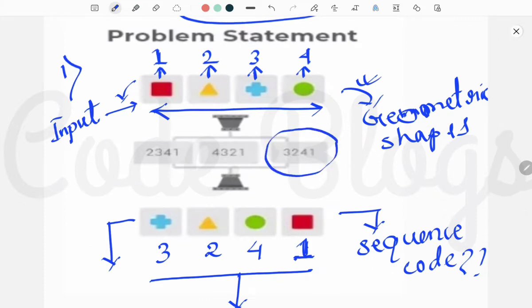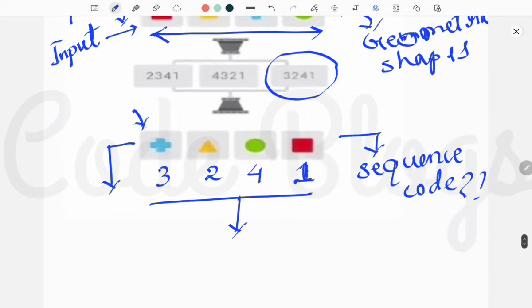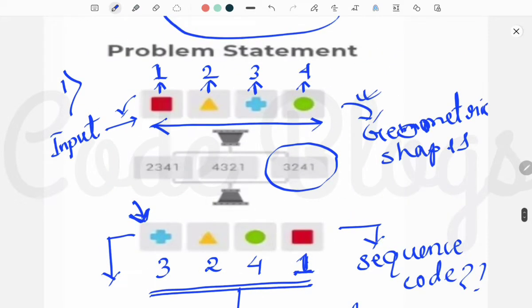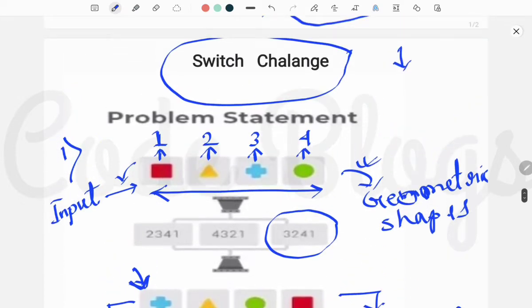We are given a sequence of geometric shapes. Our first task is to number them from 1, and after that we have to find the sequence code for our problem. This is the sequence, and this is our result code: 3241 was the result. In this way we can find the result for the game.